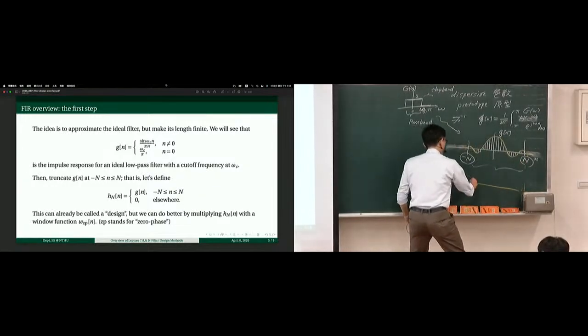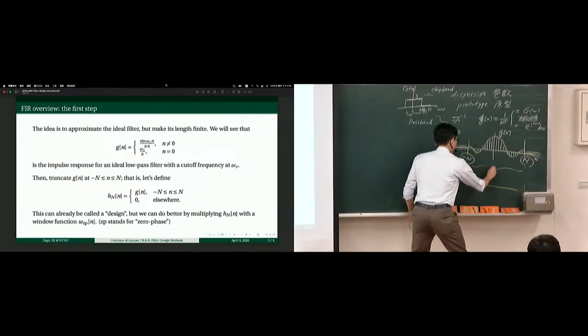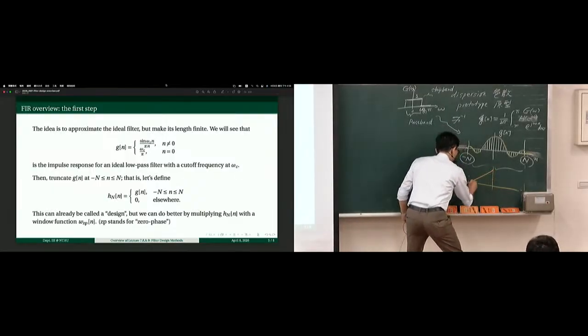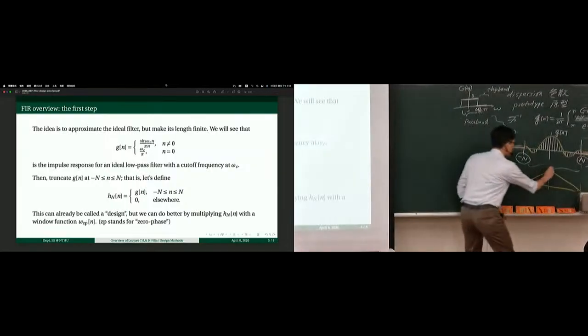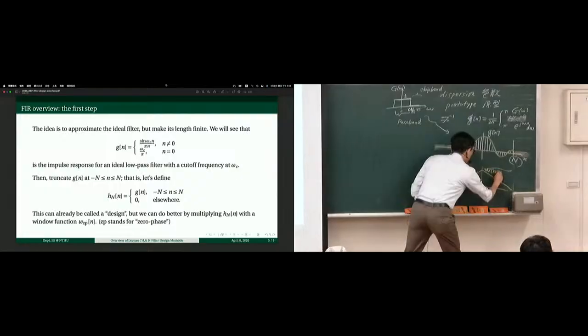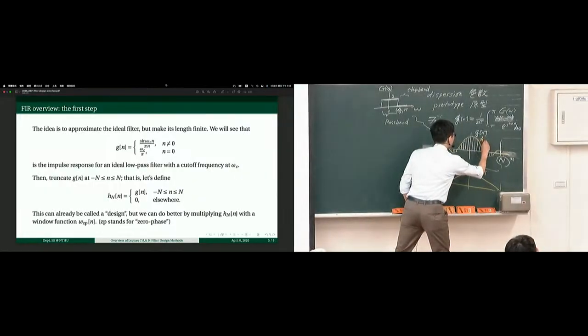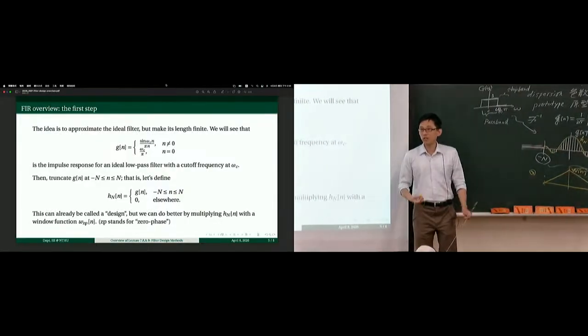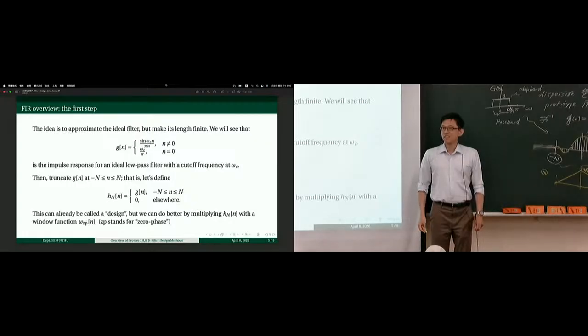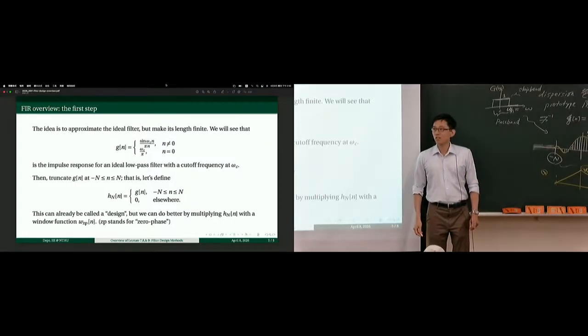So this window function might be, let's say, another naive one. How about just putting a straight line? That's a window function. Multiply h sub n of n with w, and then congratulations again, you have another design. But it's not the best yet.